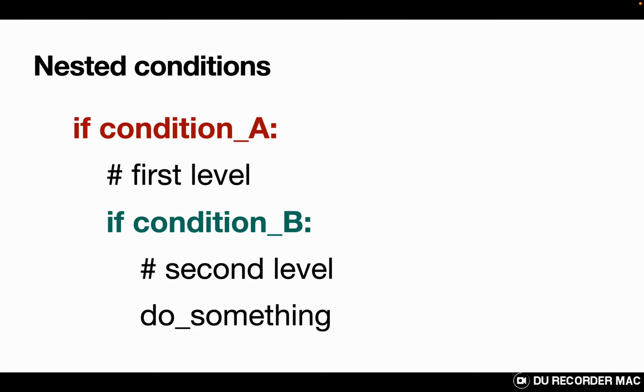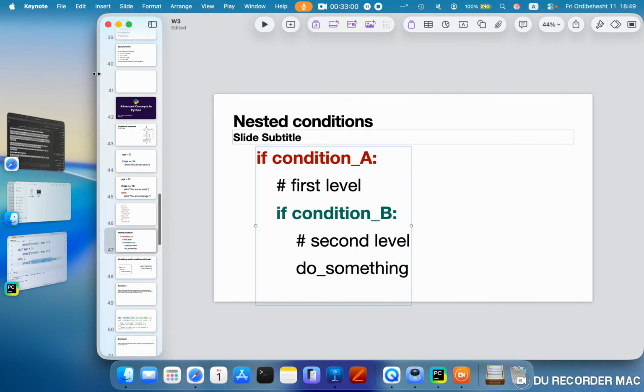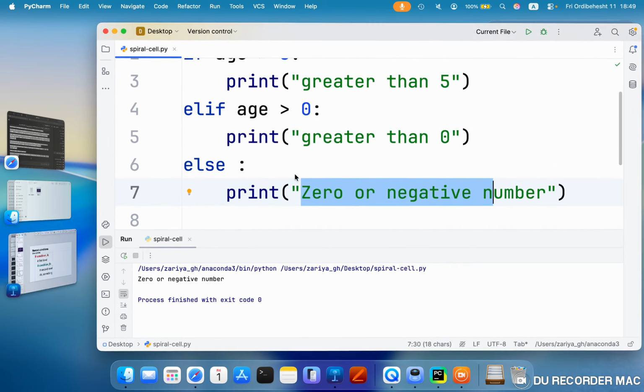Here's how it works. The outer if tests the first condition. If that's true, Python moves inside the code block of the first condition, where we can place another if, and so on, creating a chain of decisions. But how does Python know what belongs to which condition? Let me show it here.